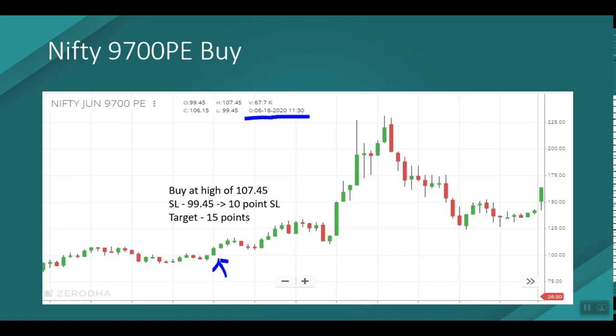If you are trading with multiple lots, say 10 lots, then you can book the profit on 5 lots at 1.5 times or 2 times of the SL. Then you can keep on trailing the SL for the balance 5 lots. So this is one of the best option strategies for intraday. You can also do this strategy in Bank Nifty as well. I just took Nifty as an example here.